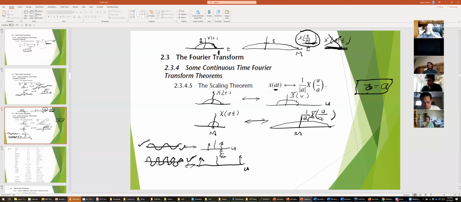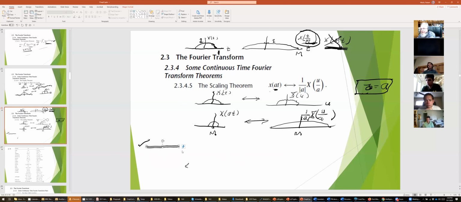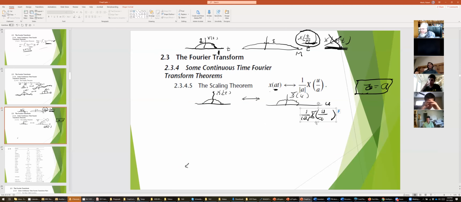And the scaling theorem says that the Fourier transform must be expanded. I was thinking about erasing this, and I don't know if I can. I guess I can. Okay, good for me. So that's the idea of the scaling theorem for Fourier analysis: if you make things larger in one domain, you're going to make them more spread out in the other.